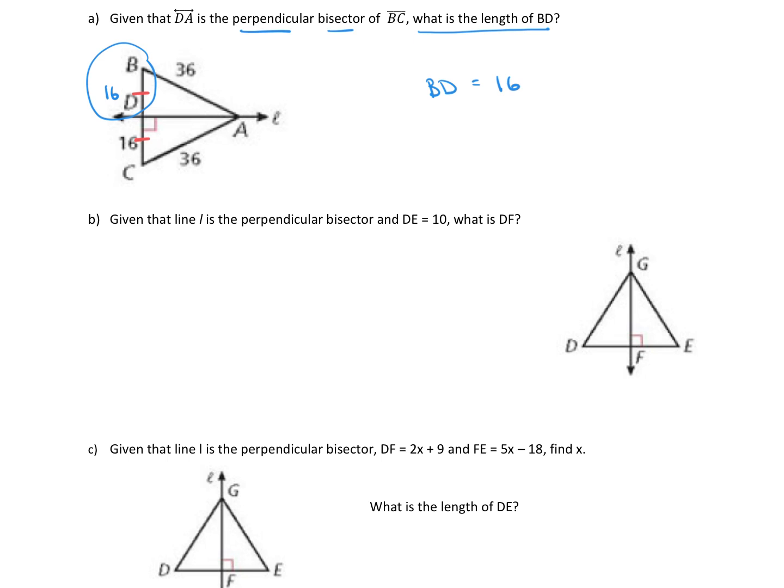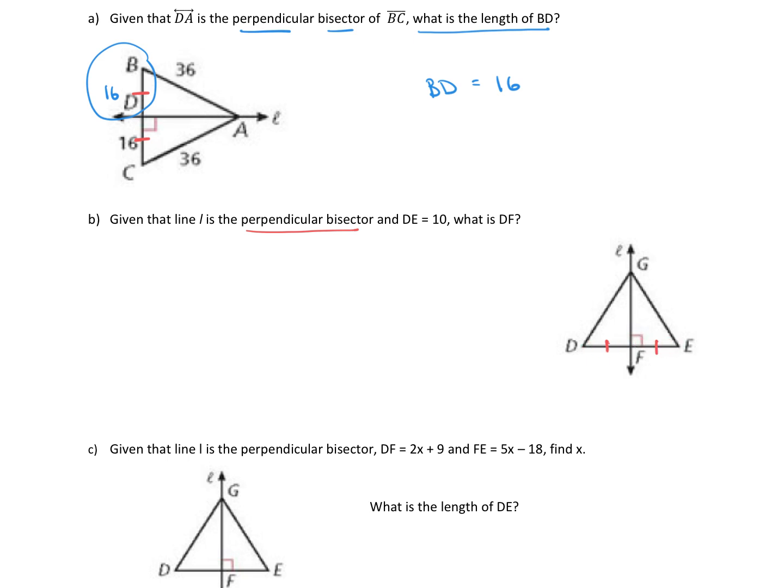All right, part B, given that line L, right here, is the perpendicular bisector, and they didn't say of DE, but it is the perpendicular bisector of DE. So when we see that we have a perpendicular bisector, let's go ahead and mark our right angle. Oh, the right angle is already marked. And then let's mark the congruent segments. DE is getting bisected. That means that DF will be congruent to EF.